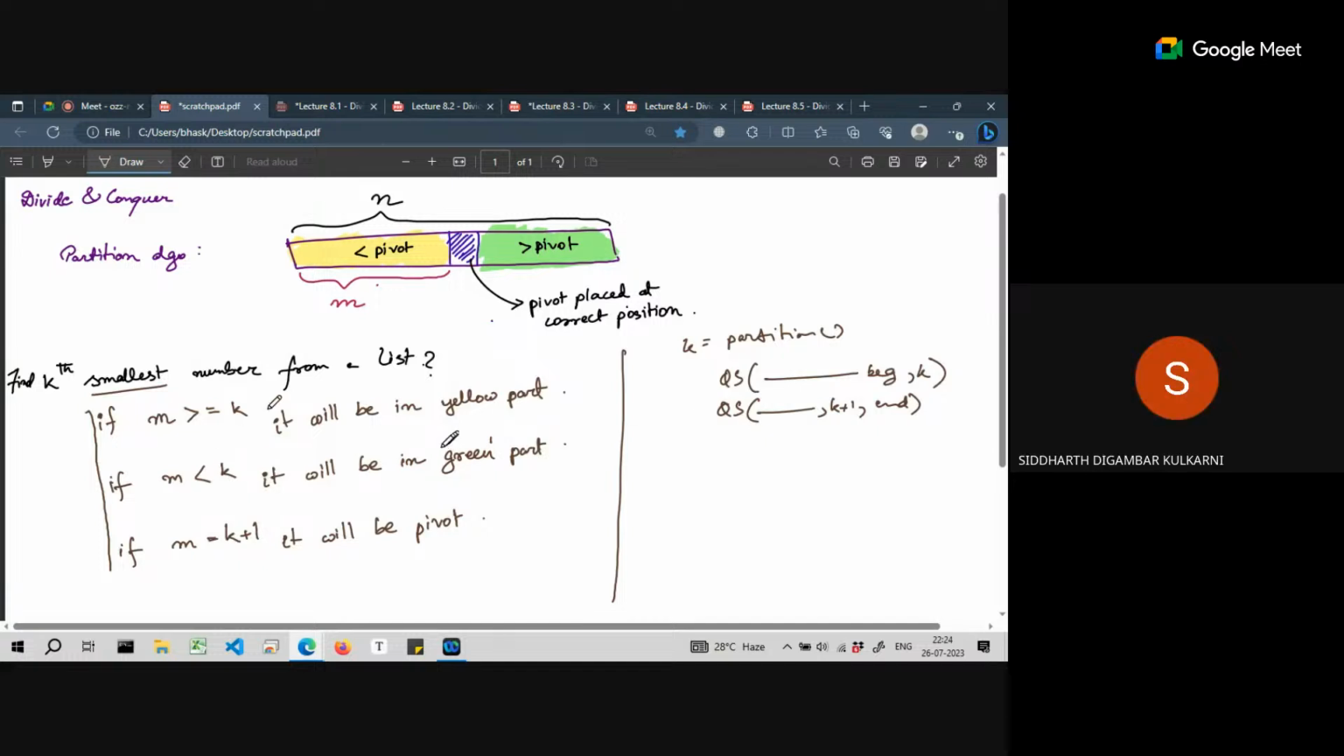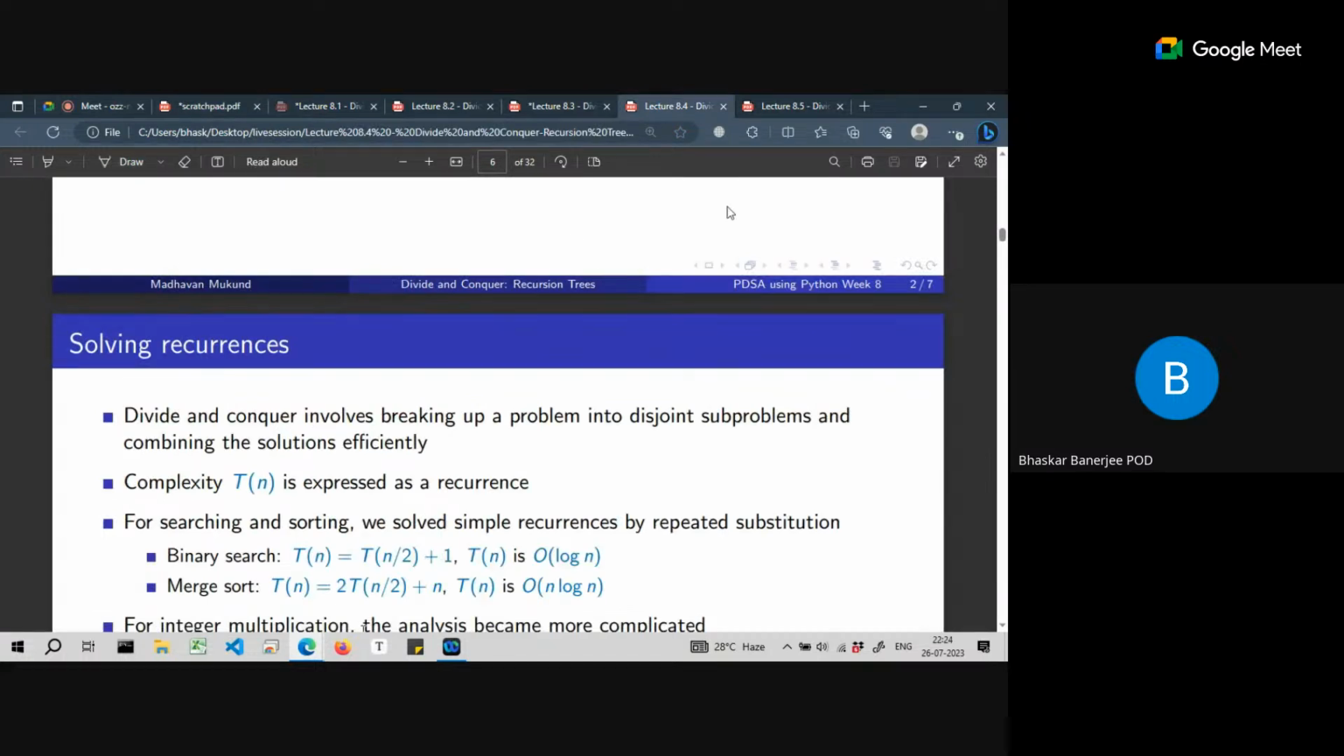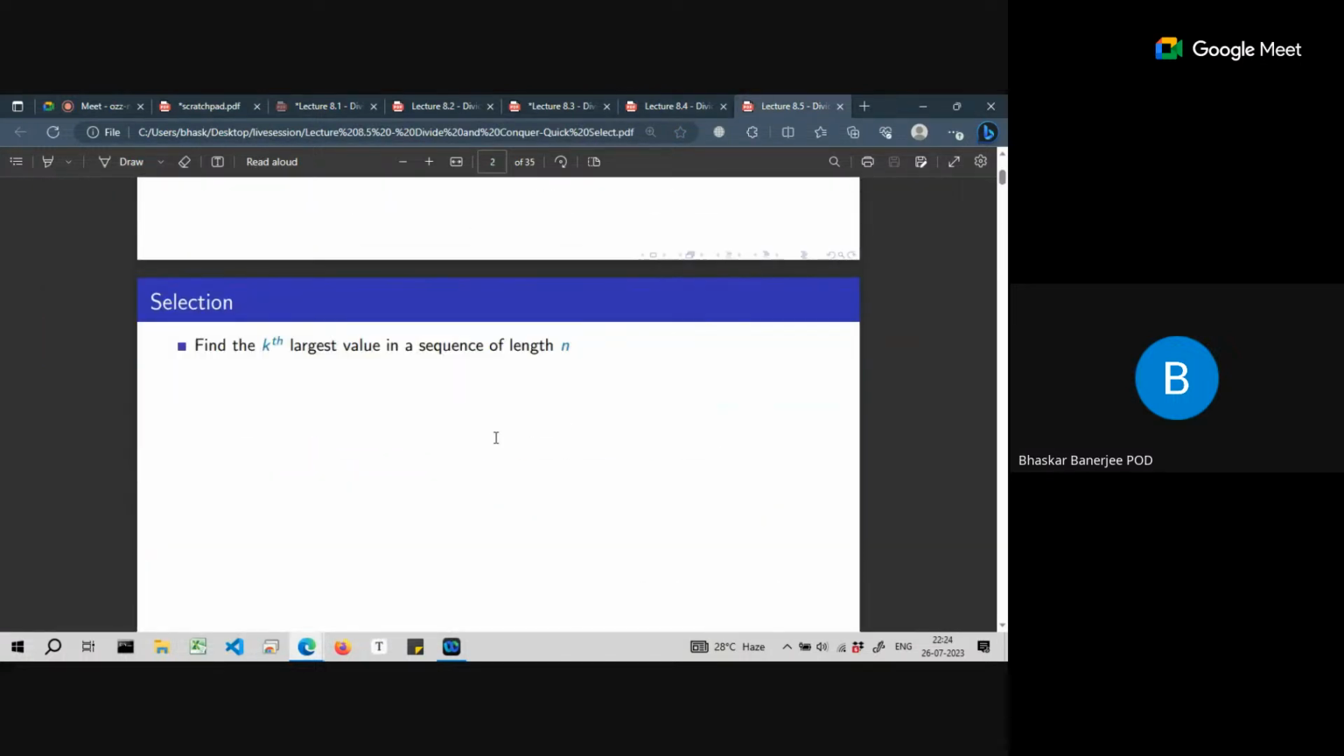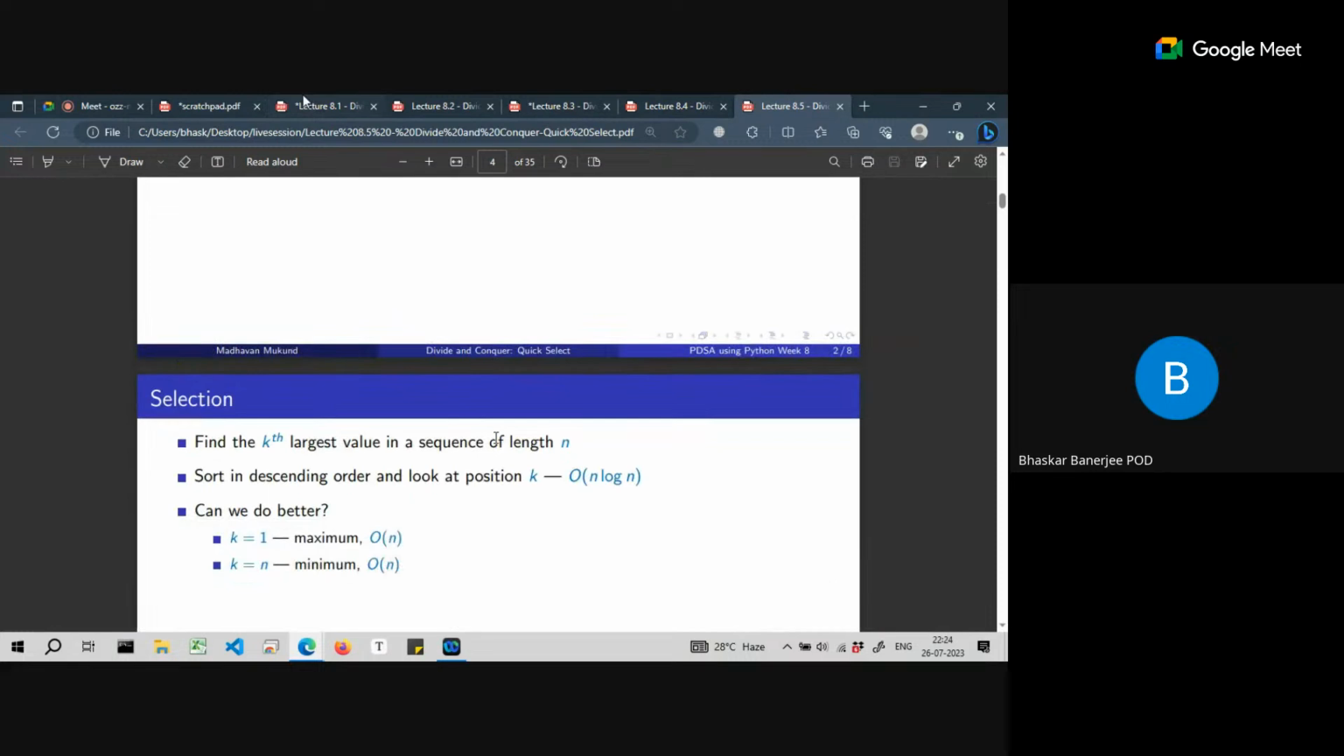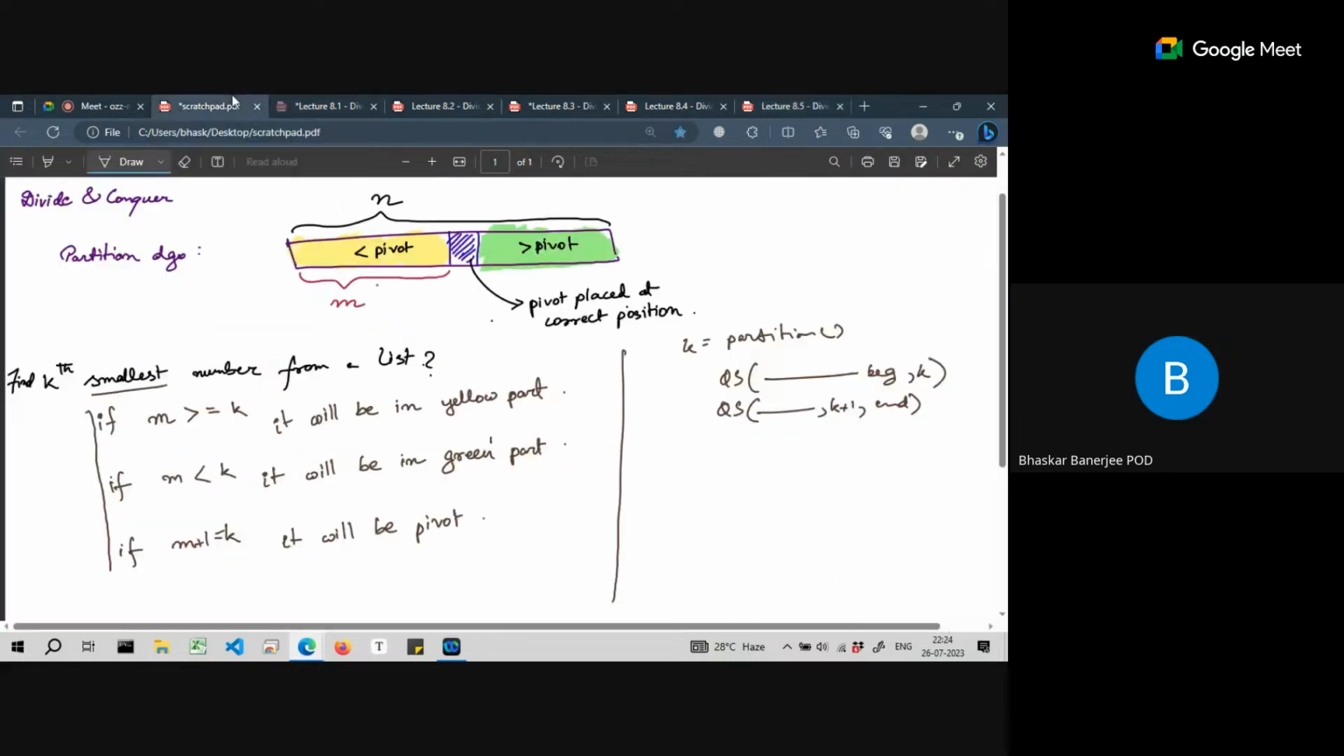Or let's say, m plus 1 equal to k, right? It will be the pivot. M plus 1. Oh, sorry. Fine. So if I go to this part, by the way, even if I do it in this manner, a simple quick sort, I will return this, and it will give me the kth smallest element.